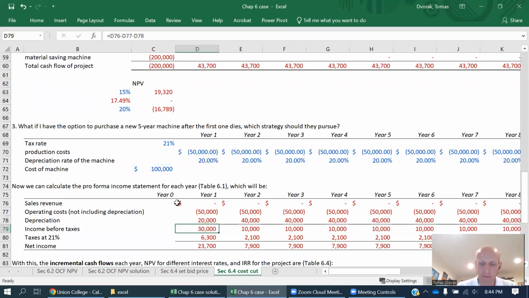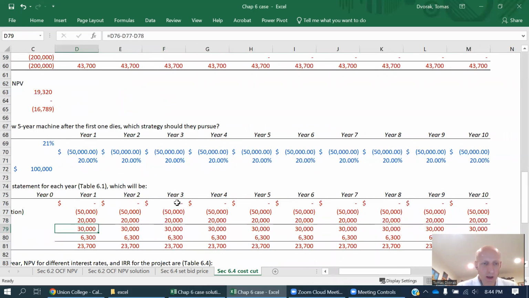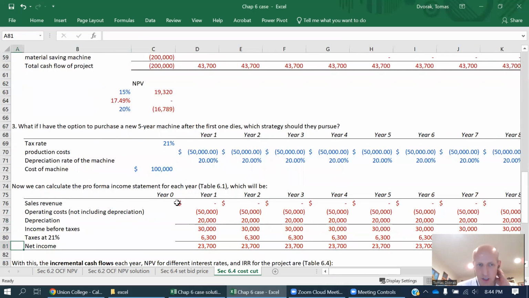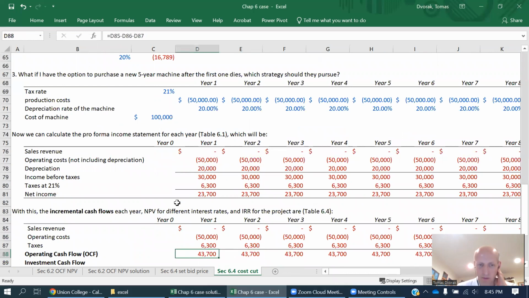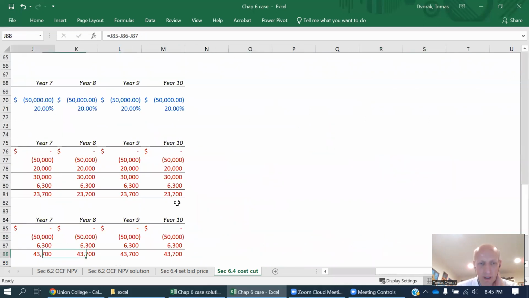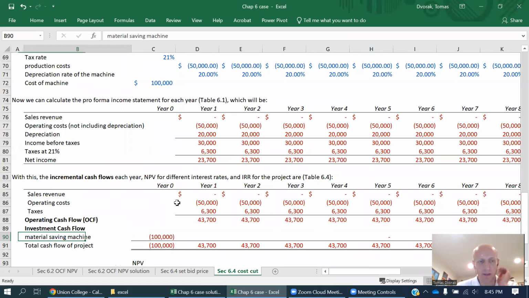C72, perfect. And we're gonna control that. All right, Control R, and yeah, now we're getting 23,700 in additional net income. That looks all good. Incremental cash flow, the operating cash flow, there's our 43,700. That doesn't change. However, the investment cash flow, now we have the material saving machine.